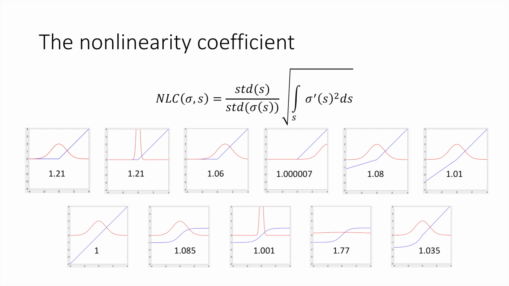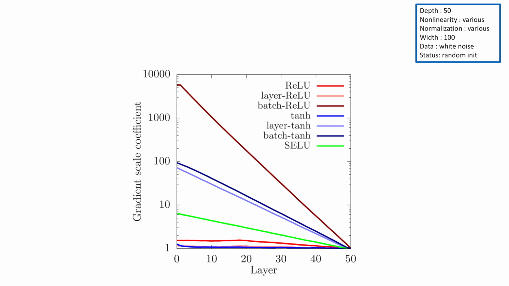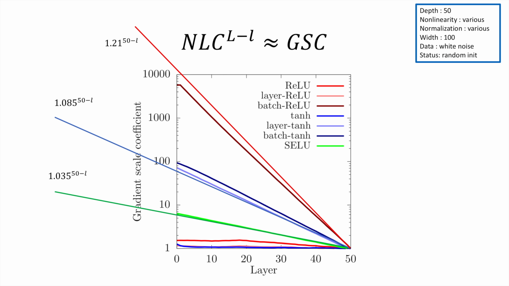Finally, CeLU with a unit Gaussian has an NLC of around 1.035. Let's remember the NLCs of our three nonlinearities with unit Gaussians. Let's return to our familiar GSC graph. It turns out that the rate at which the GSC explodes in batch ReLU, layer tan, batch tan, and CeLU is almost exactly equal to the NLC. Hence, the rate at which the GSC explodes is very closely related to how nonlinear the nonlinearity is as measured by the NLC. This is intriguing.